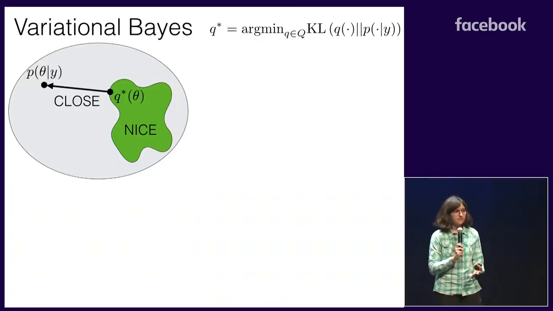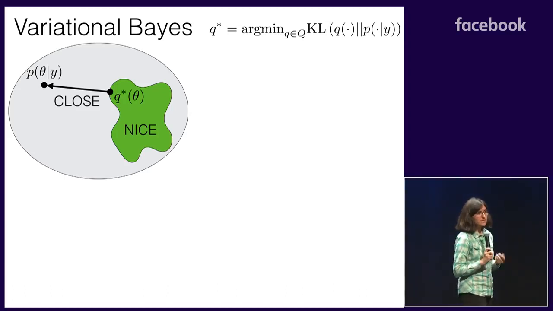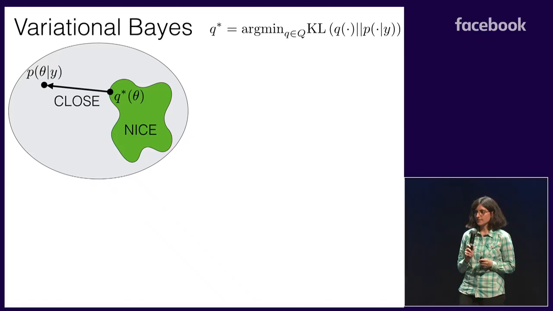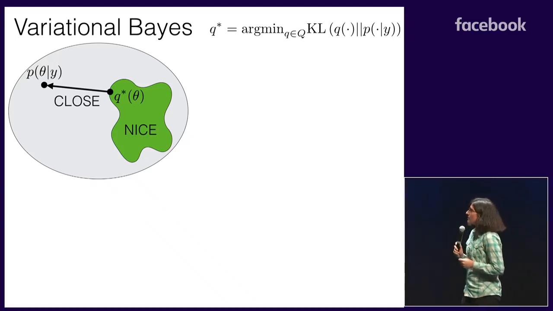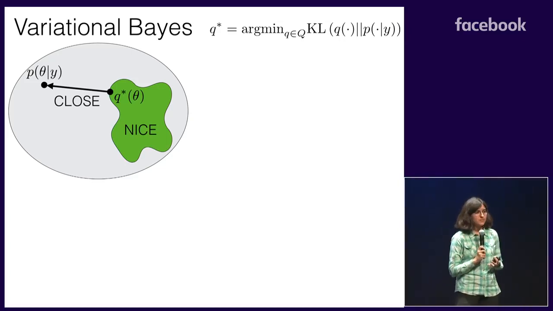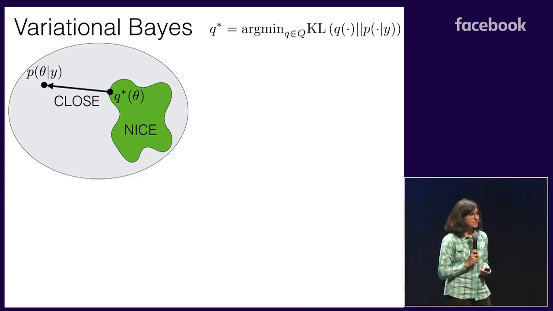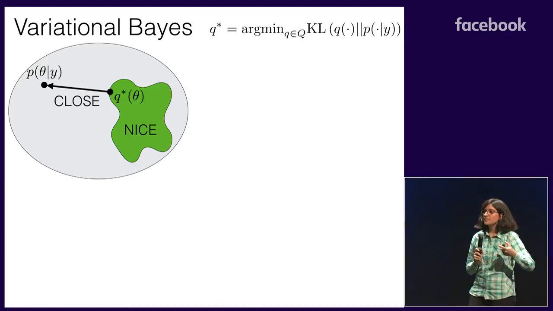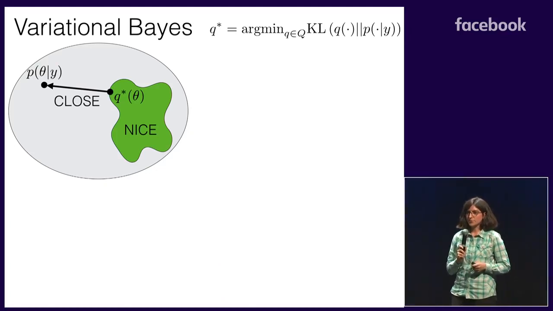We had this sort of not fully formed optimization problem. We said we wanted to find the closest of the nice distributions. Now, we so far have defined a notion of close. We're trying to minimize the KL divergence, but in order for this to be a well-defined optimization problem, we still have to say what it means to be a nice distribution.